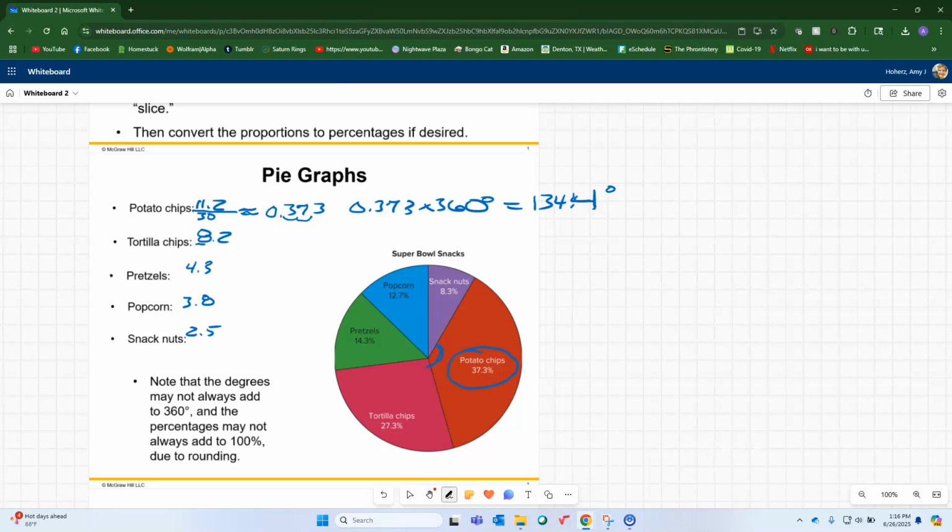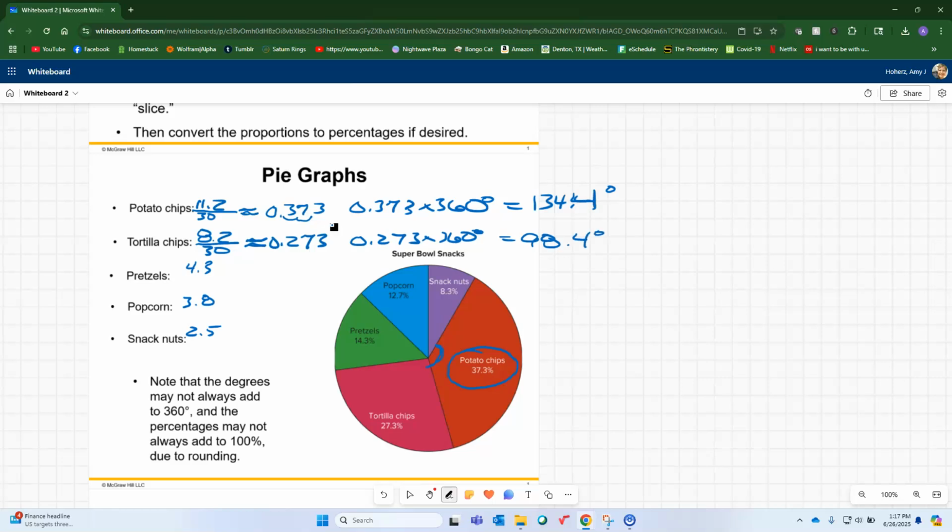So let's continue. This one would be 8.2 out of 30. 8.2 out of 30 is approximately 0.2733. And if I take 0.2733, and I usually just leave the whole thing on the calculator, even though I write down a rounded version, to be more accurate. On my calculator, I still have the 0.2733333 with all the threes. And then I take that times 360, and that gets me 98.4 degrees.